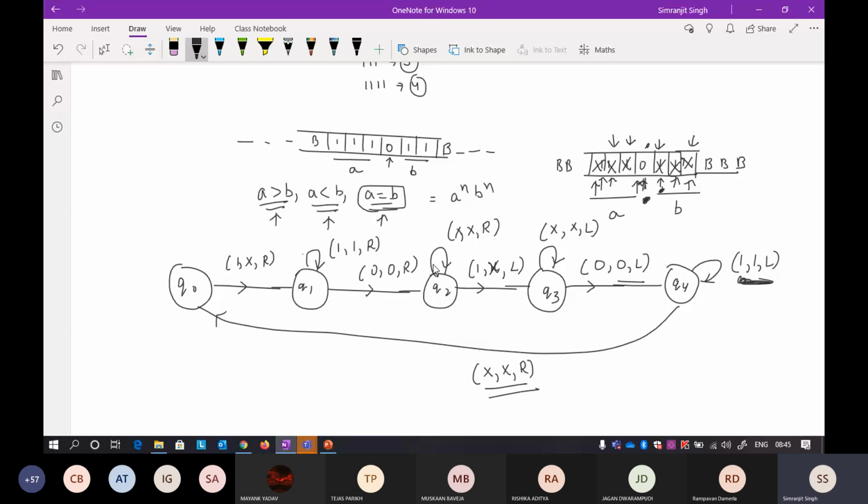X Q2, X1 X 0 0 and it is a Q4 1 L. Then you move towards the right. Okay, so now what exactly is happening here? Just let me see a second.